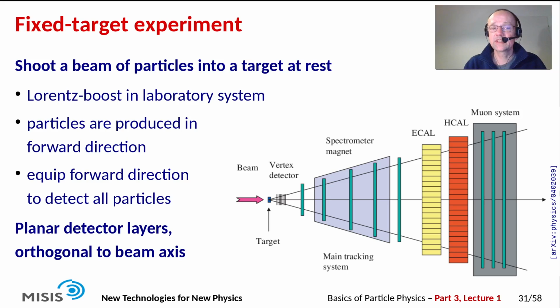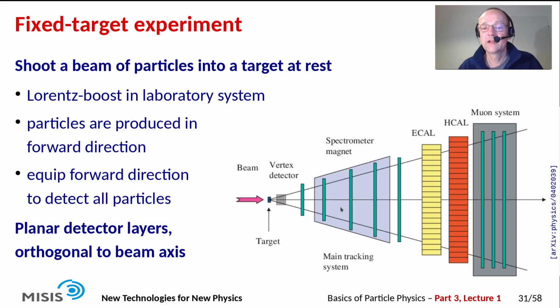In a fixed target experiment, we shoot a beam of particles at a target at rest. There is a Lorentz boost of the collision in the laboratory system, which means that all the particles are produced in the forward direction. So we need to equip only the forward direction if we want to detect all particles. And that leads typically to a layout as the one that is shown here, where we have planar detection layers orthogonal to the beam axis. But the order of the detectors is very similar.